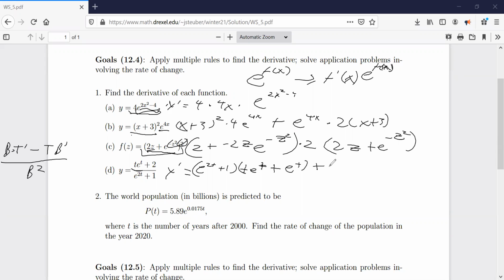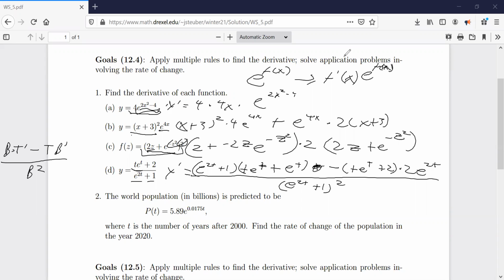minus the top times the derivative of the bottom. The 1 again is going to disappear, and we're left with 2e to the 2t. And that whole thing is over e to the 2t squared. Does that make sense to everybody? Yes. Good.